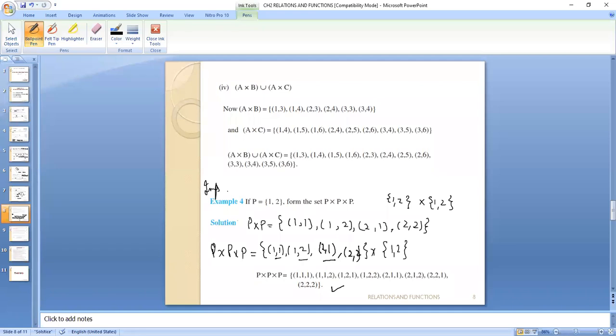So (1,1) with 1, I am writing (1,1,1). (1,1) with 2, (1,1,2). Then (1,2) with 1, (1,2,1). (1,2) with 2, (1,2,2). Then (2,1) with 1, (2,1,1). (2,1) with 2, (2,1,2). Then (2,2) with 1, (2,2,1). (2,2) with 2, (2,2,2). This is the answer for P cross P cross P.